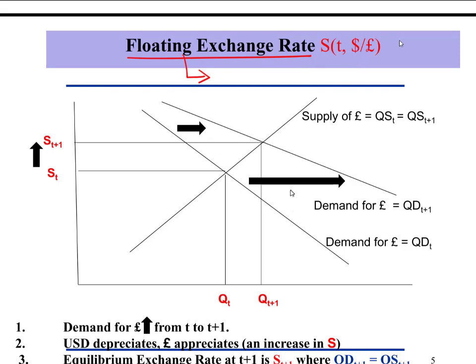Let's say for some reason, US investors now think they have more incentive to invest in the UK. So the UK has bigger growth potential, maybe. In those kinds of situations, at every possible exchange rate, they will demand more pound. So the demand curve will shift. Now S_t will move to a new price S_t+1.